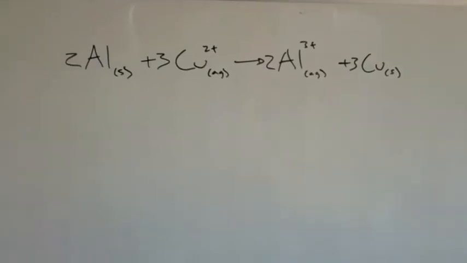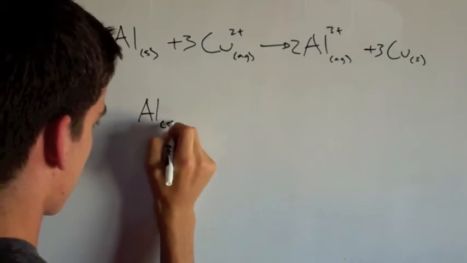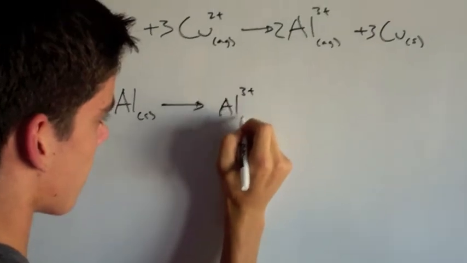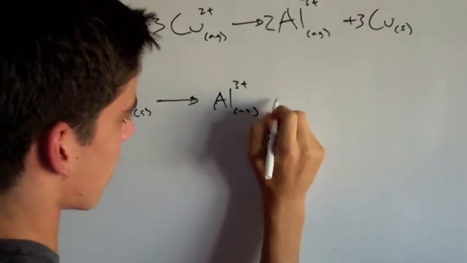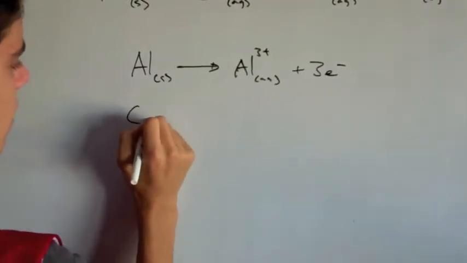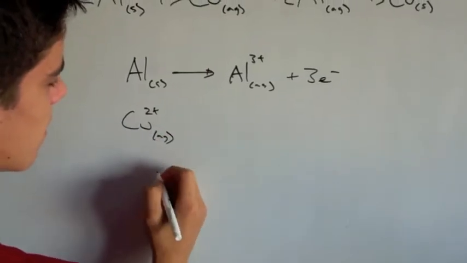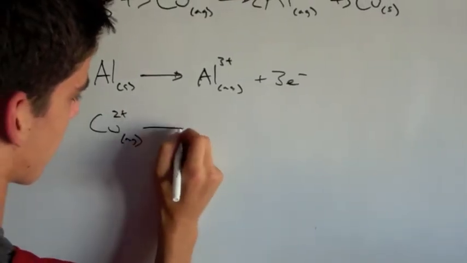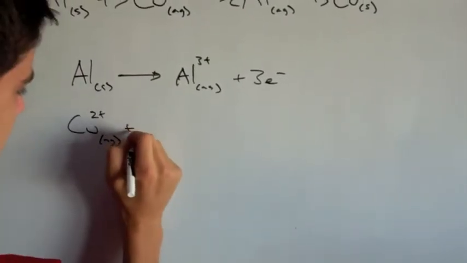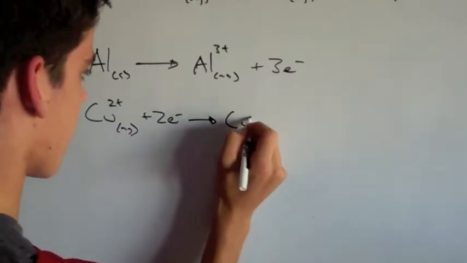Here are the 2 half reactions. So we have aluminum, solid, which is going to be aluminum 3+, aqueous, plus 3 electrons. Then we have copper 2+ ion, plus 2 electrons, is going to be copper.